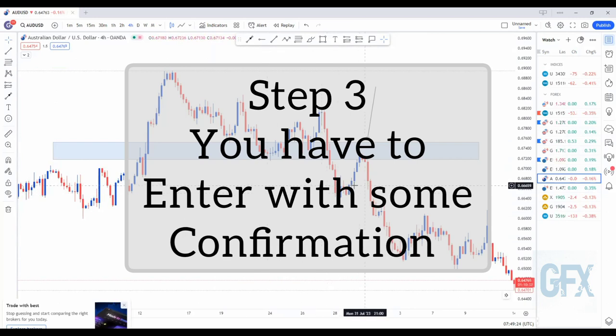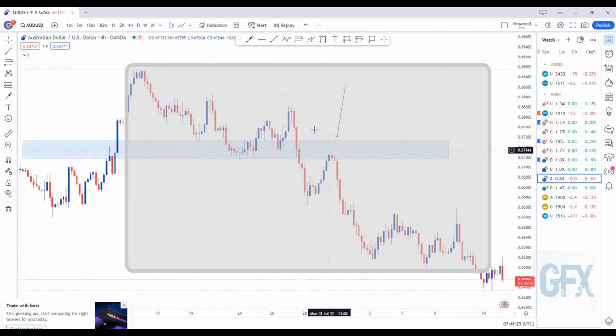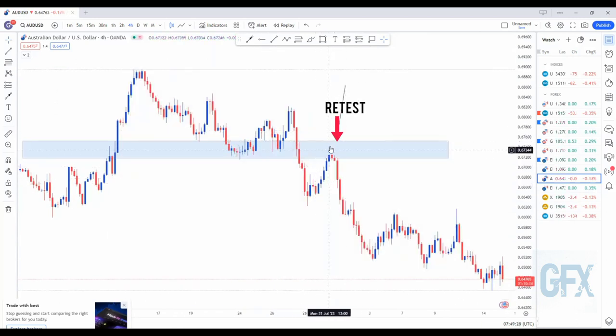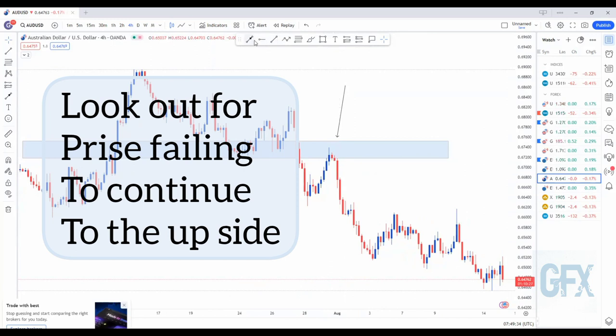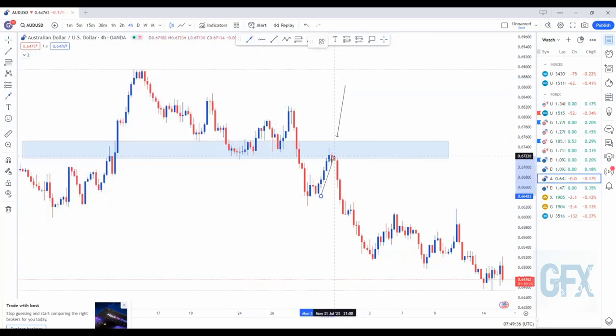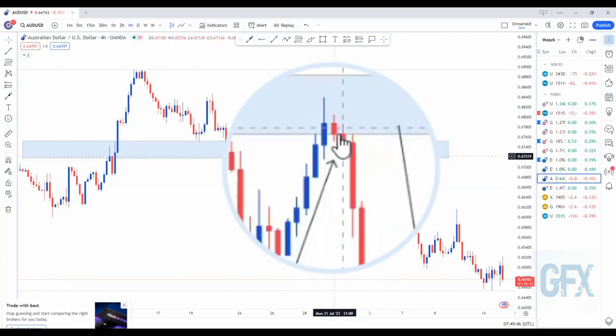some confirmations. And what are those confirmations? Now when price comes to a resistance level or to your point of interest, which you want to enter from, you look out for price failing to continue to the upside, and you start looking for price showing continuation to the downside. You understand? So now, you see you have a weak rejection here, you have a bearish candle, the next bearish candle, and you see that price is showing you that it cannot continue.